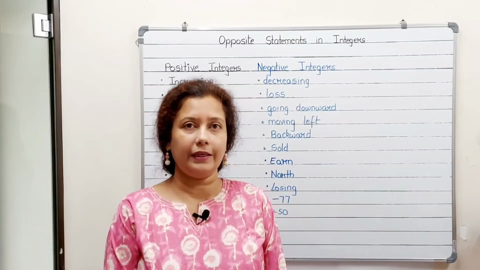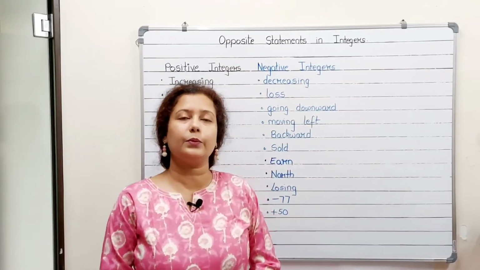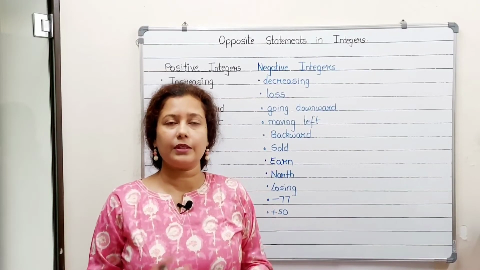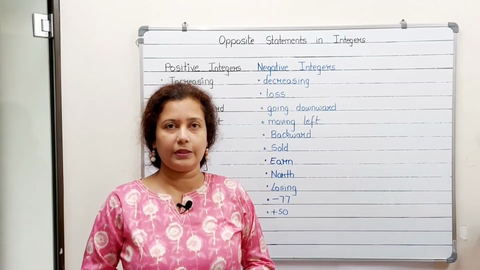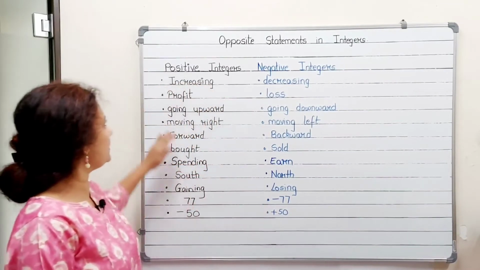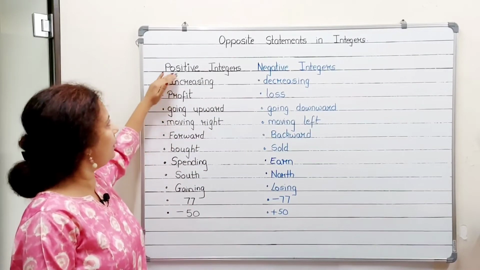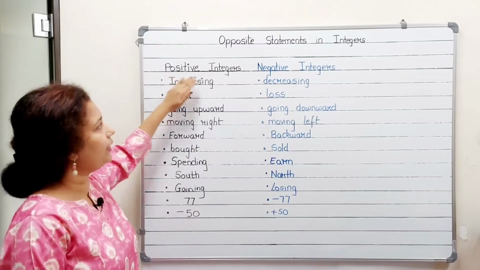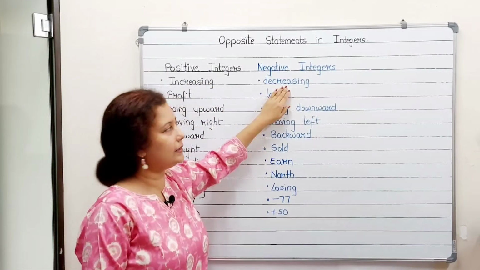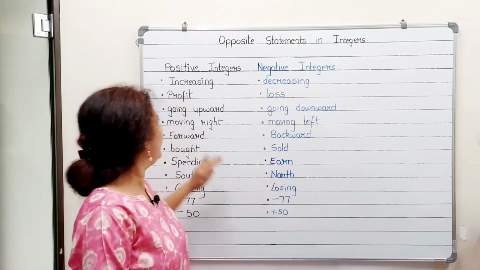Last topic of integers is opposite statements in integer. Suppose one statement is given, so you have to find out if it is a positive or a negative statement, and accordingly you have to write the opposite statement. For example, the temperature is increasing, so it will be a positive integer. And the opposite you will write that the temperature is decreasing. So it will be a negative or the opposite statement.